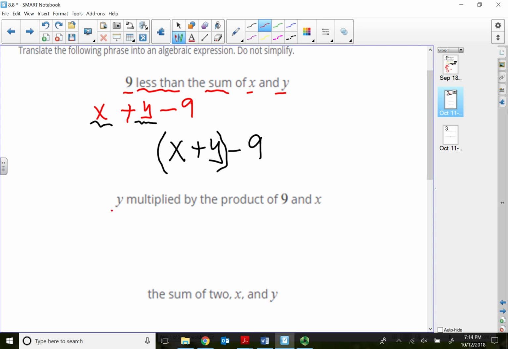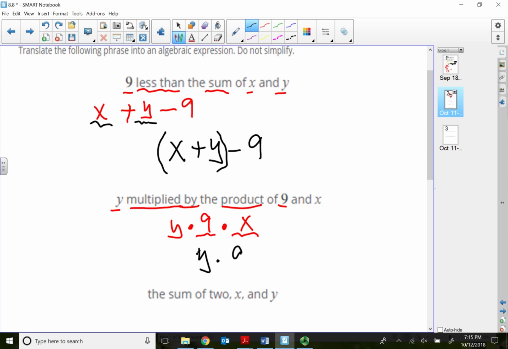All right, try another one. When I see y, I write y. When I see multiply, I write multiply. Multiply by who? The product. Okay, product means multiplication again. So when I see the word product, the word sum, the word difference, I know there got to be somebody go in front of it, somebody go behind it. Y is going to be multiplied by the product, the multiplication of who? 9 and x. Okay, so it seems like the problem is saying y times 9 times x.